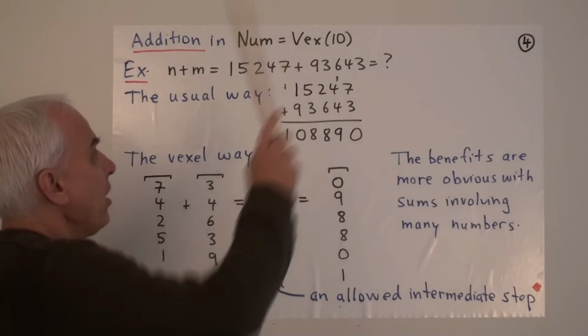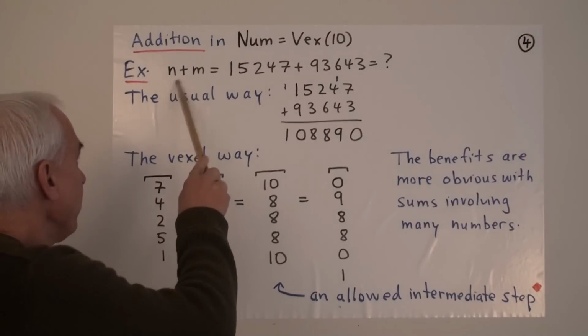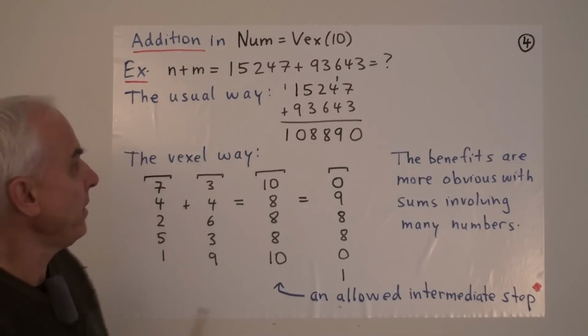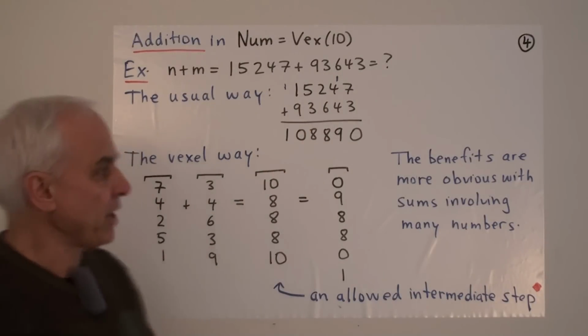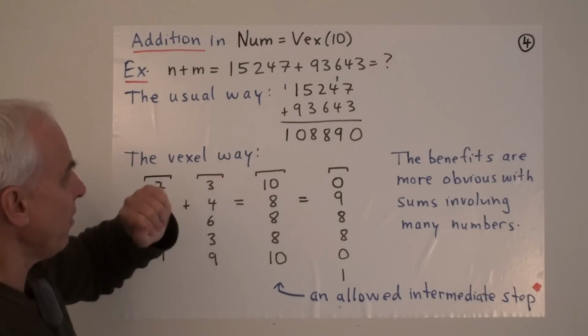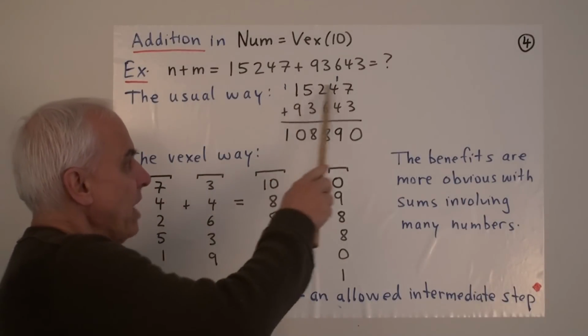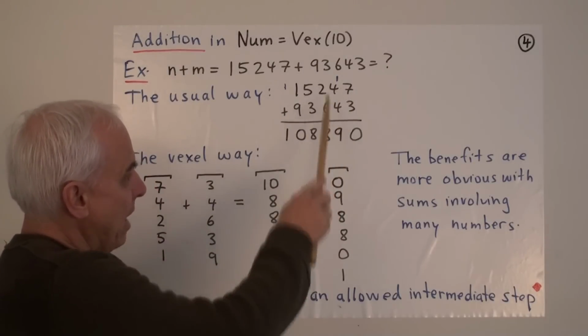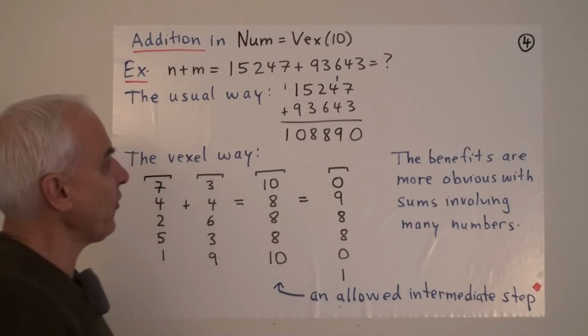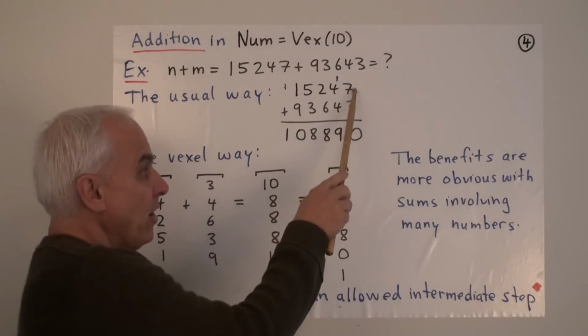So we're working in our base 10 vexils, and we have our vexils n and m. Here they are here in our usual form, and we want to add them. Okay, so here's the usual story that we're all familiar with. So to add these two numbers in Hindu-Arabic form, we would write one on top of the other like this, line up the ones, the tens, and the hundreds, and so on. And then we would start adding on the left.